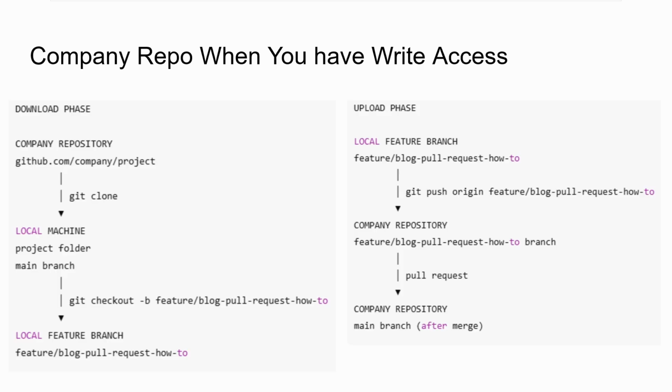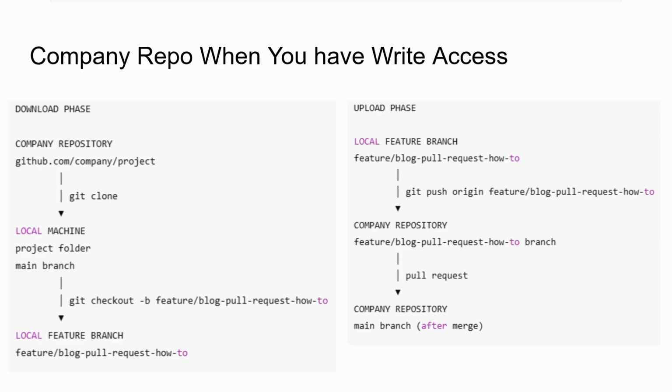We will walk you through all the steps with the open source repository example in the future, but right now, let's cover this company repo. There's a download phase and an upload phase. In the download phase, you want to get the code down to your local workstation, make the change to it, and then you upload it back up to the main company repository.